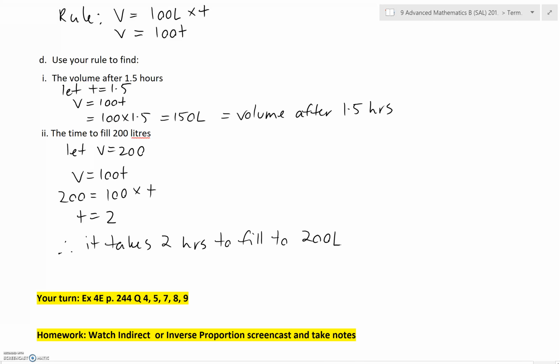It means it goes up at the same amount. Your turn now. Have a go at these questions, exercise 4E, and watch the indirect or inverse proportion screencast for the next lesson and take some notes on that.